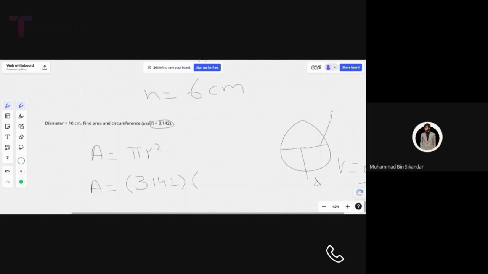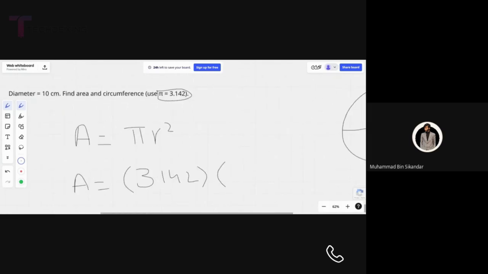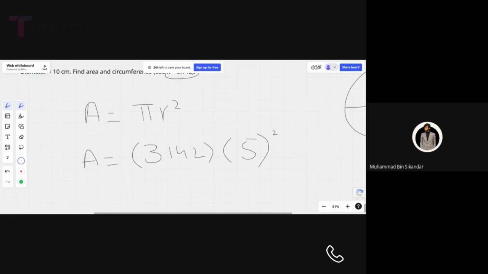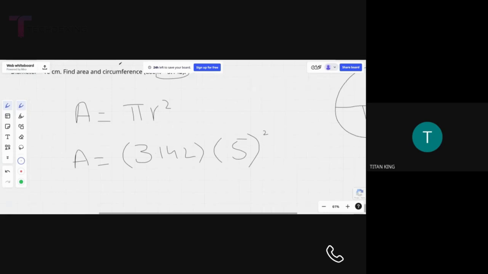So I'm given 10 centimeter over here. To calculate the radius, I will divide 10 by 2, which will be 5. Okay. So the radius is half of the whole length of the circle. Yes, exactly. The whole length is called diameter, half length is called radius.